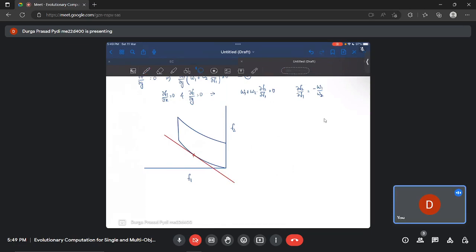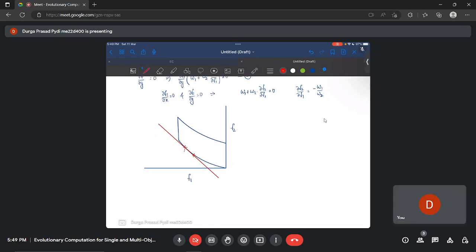Okay. So when you change W1 and W2, this slope will change, right? If you choose a different value of W1 and W2, then your dou F2 by dou F1 will change. Then what it means is you get a new point. So instead of here, you might end up getting another point somewhere over here. So by changing W1 and W2, you are changing the slope of this tangent and you are getting different points on the curvature. This is the main idea of the weighted sum method.